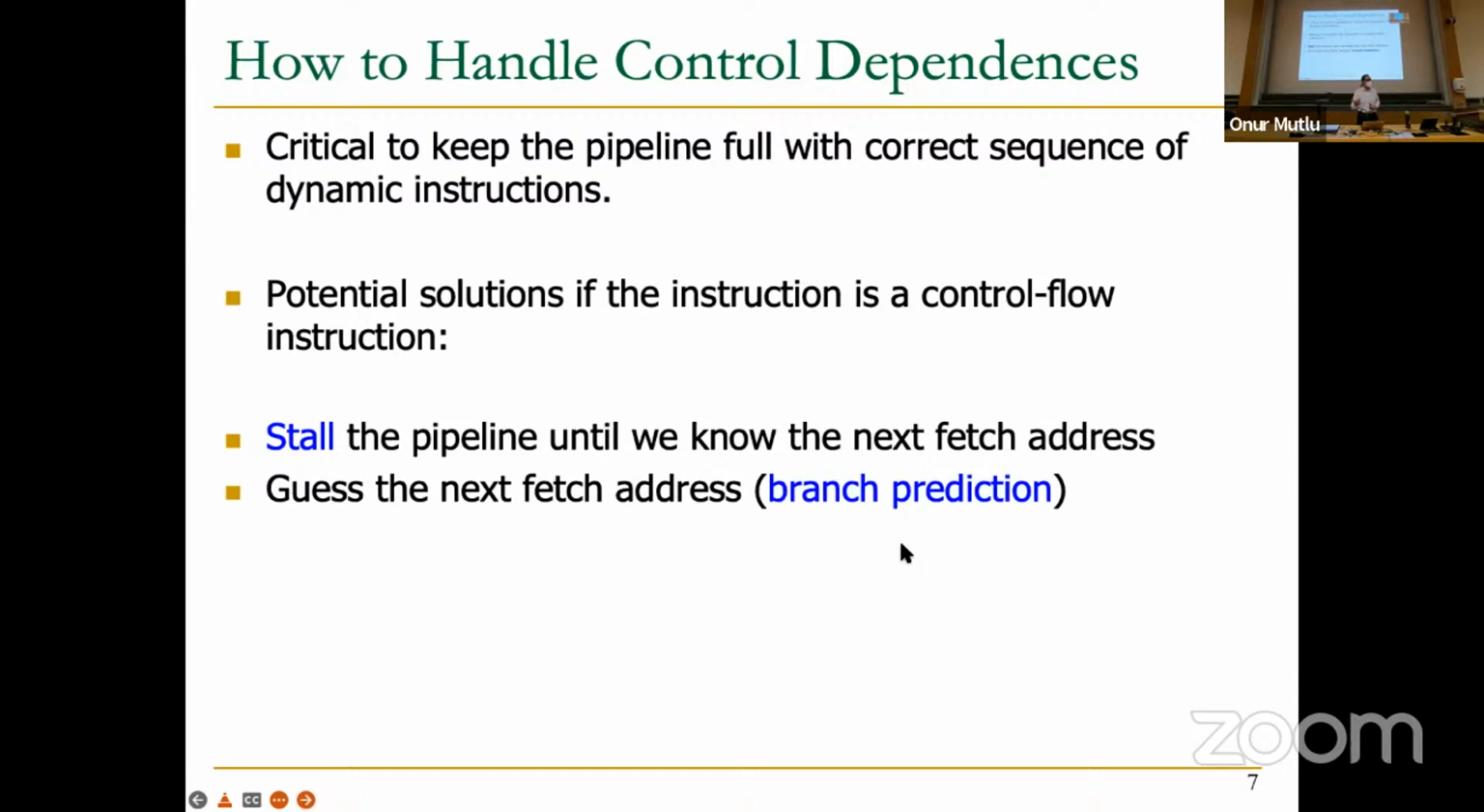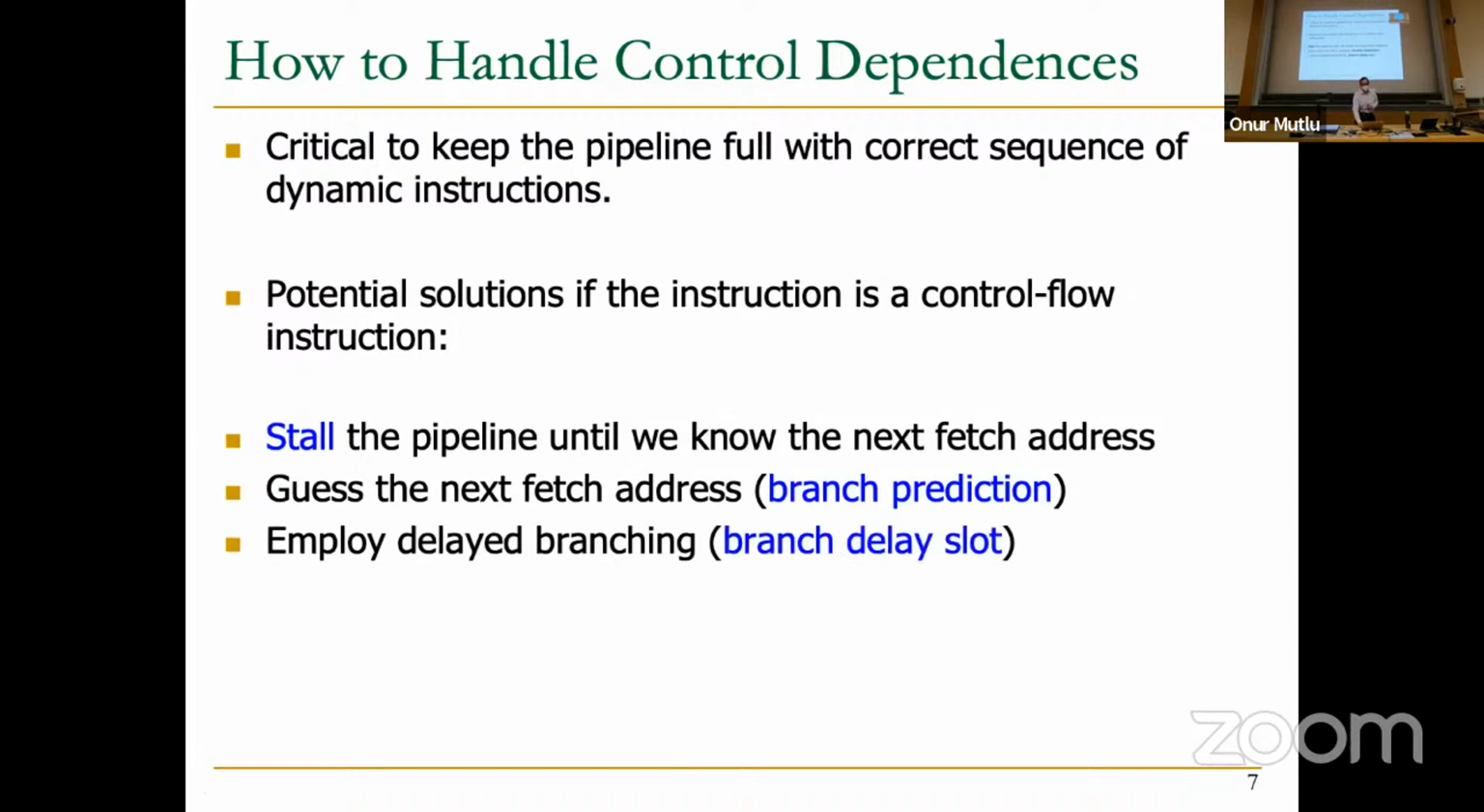We've kind of seen an example of this. The next fetch address is predicted to be the next sequential instruction. This is called branch prediction. We're going to see much more sophisticated methods, including machine learning methods, in this lecture.